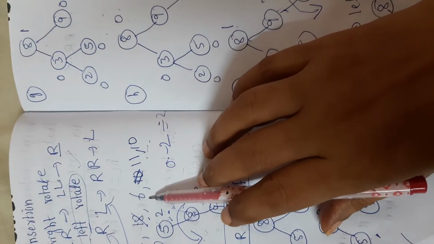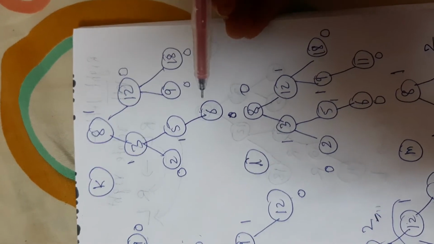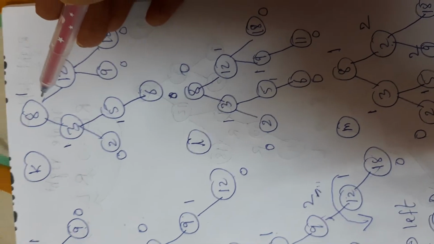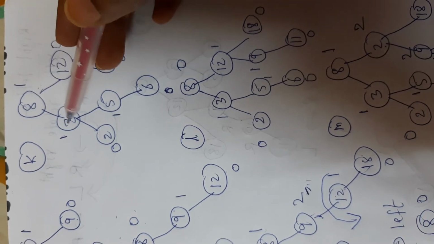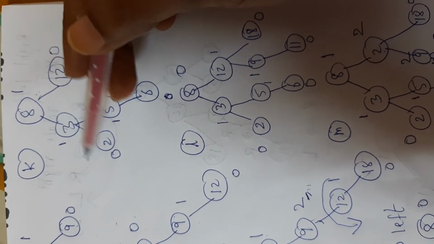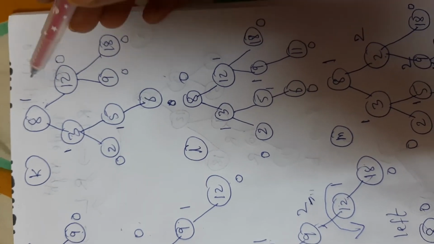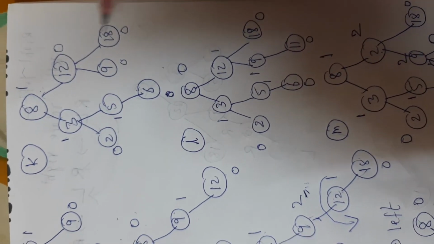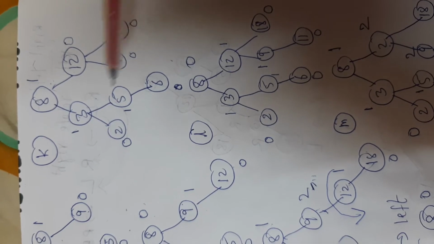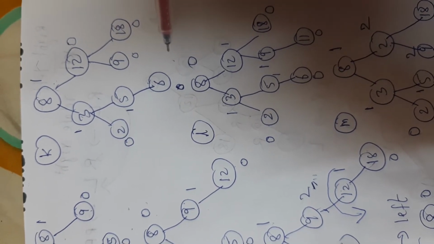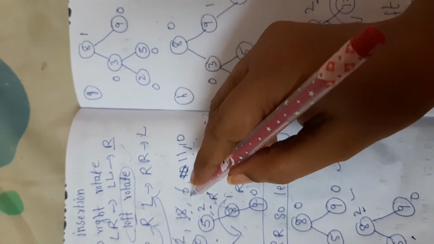Now come to the next one, 6. Let us insert 6 now. So 6 is less than 8. So since it is less than 8, you go with the insertion to the left, and you have inserted 6. So once again you check the balancing factors. Yes, it is satisfying, so no need of any rotation here. So 6 we have done.